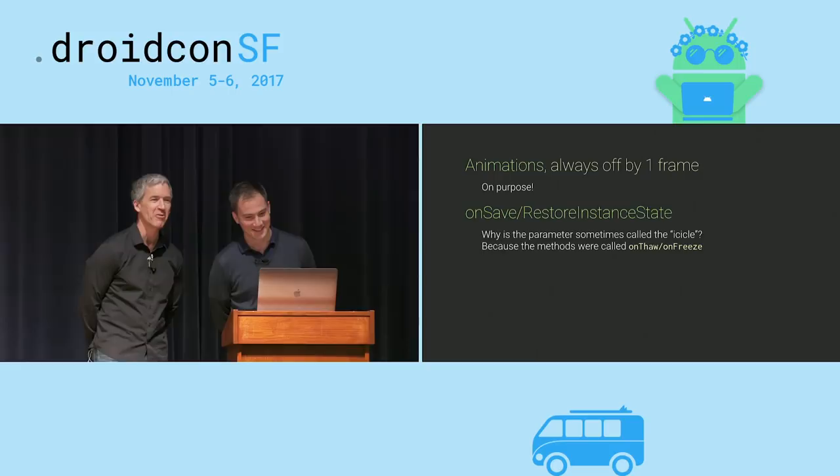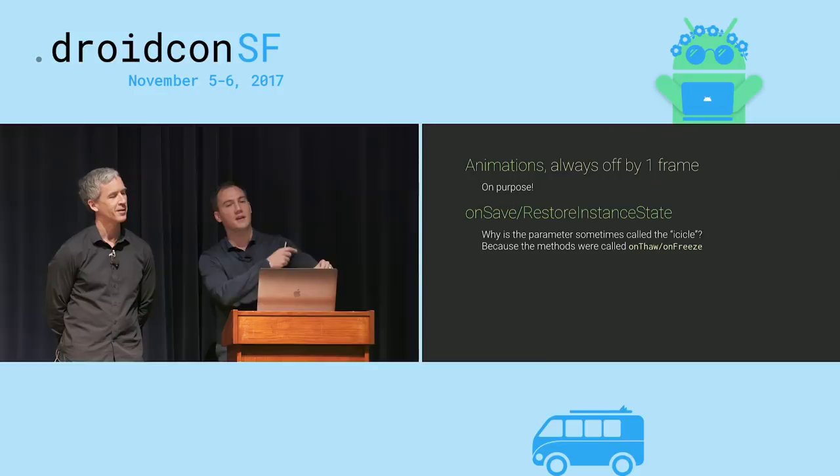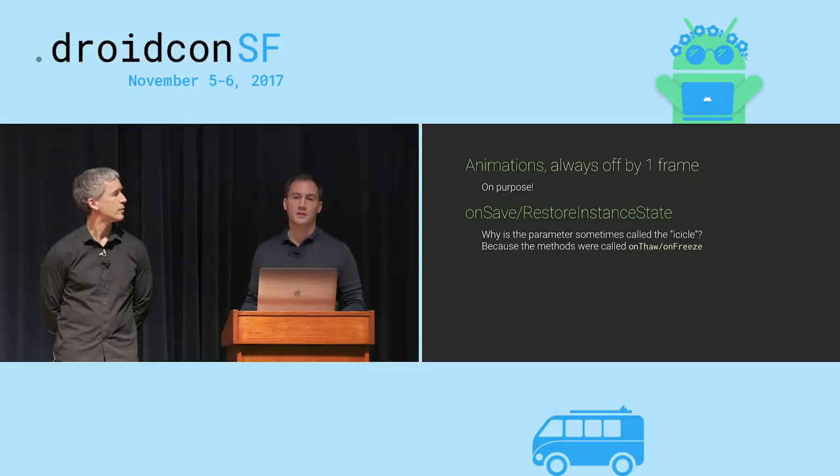Right. That was awesome. And because back then, just before we were about to ship 1.0, we were scrambling to fix our APIs, to remove what shouldn't be there, and to tweak what we wanted to keep and make it a little better. And I think onSave instance state is probably a better name than onThaw.